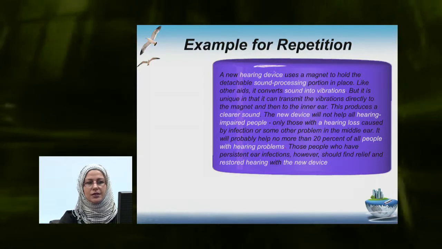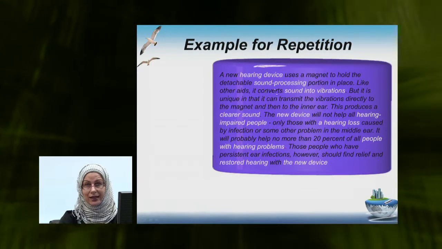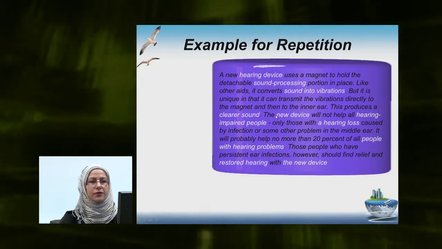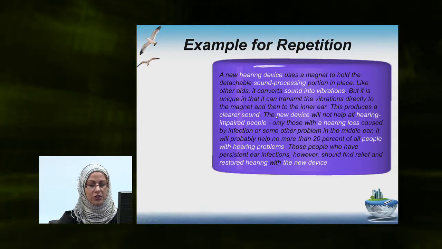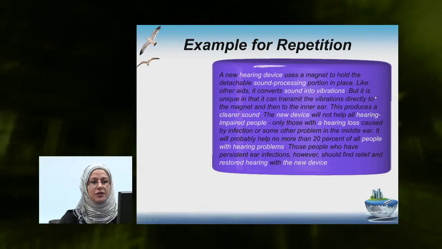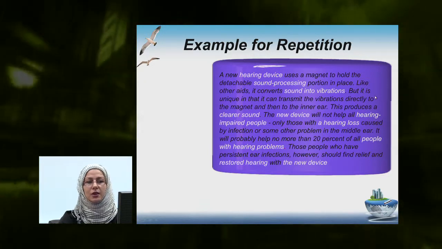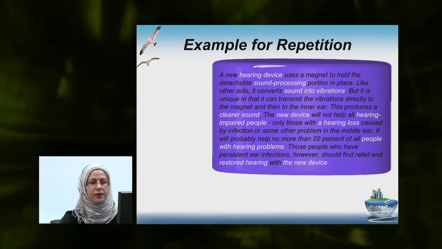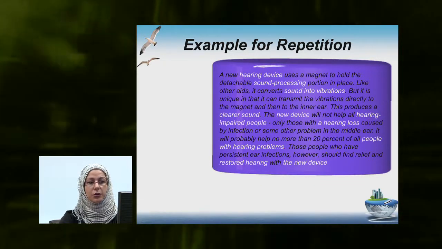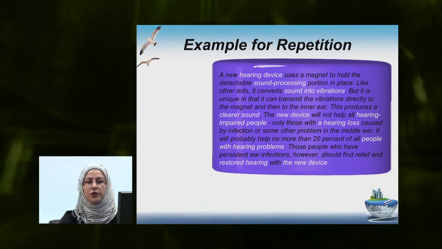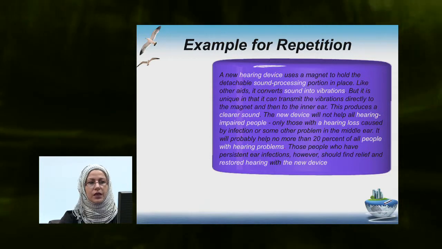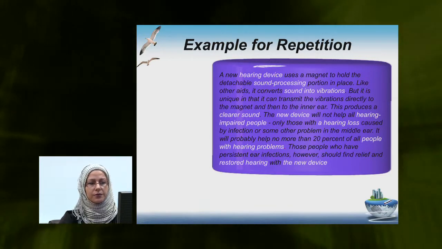The highlighted words, the white highlighted words here, show some repetitions. Try to focus on them in order to be able to get the main idea.